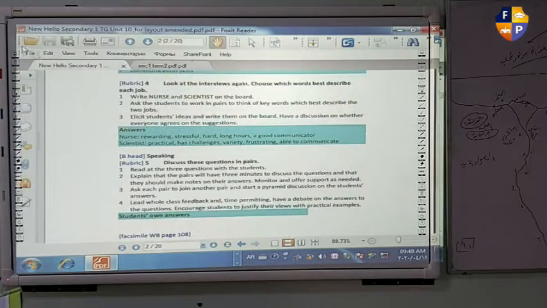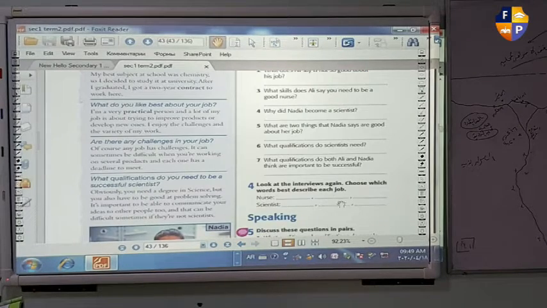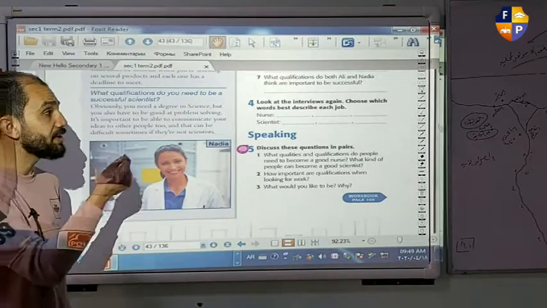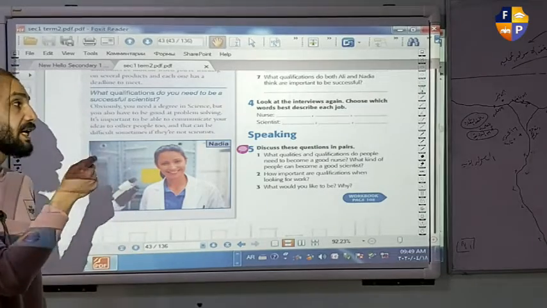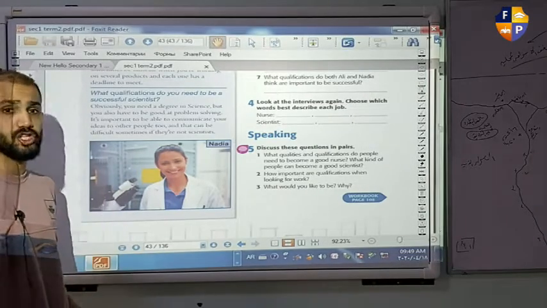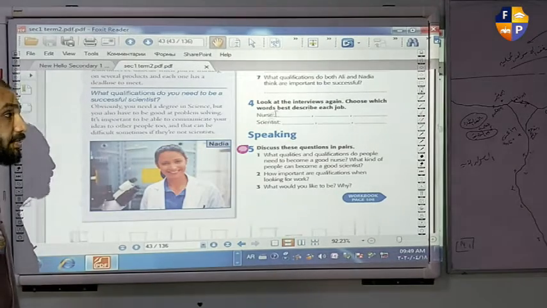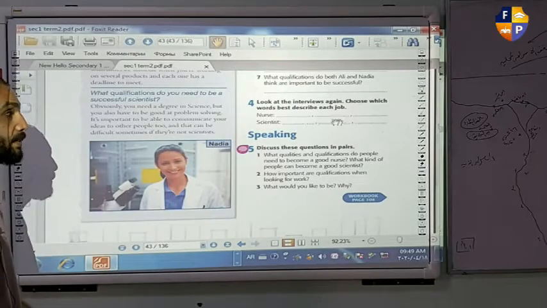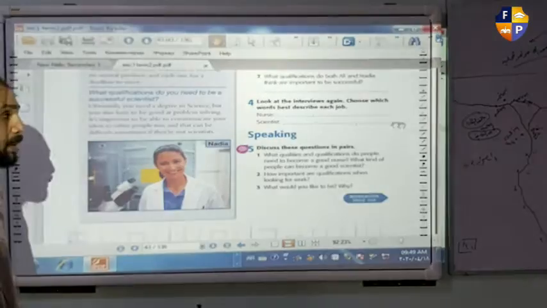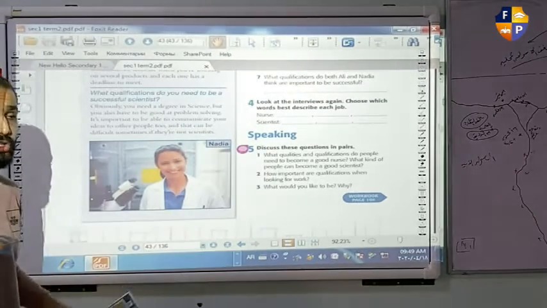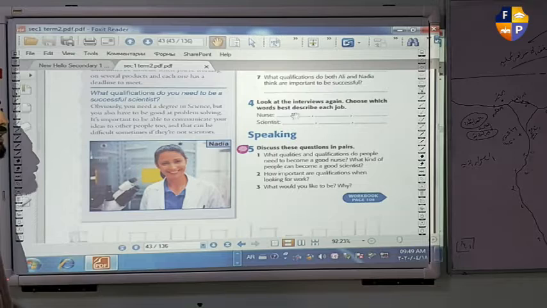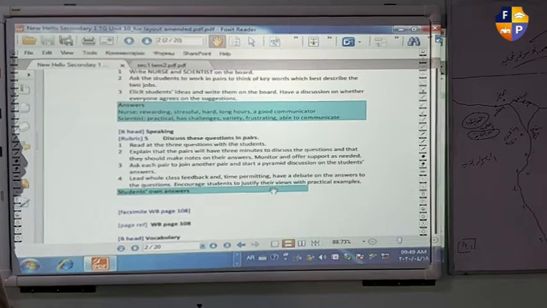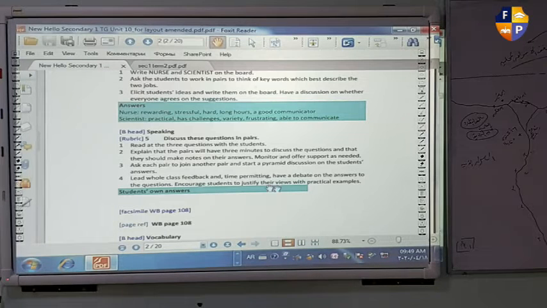And now let's move to exercise number 4, which is talking about: look at the interview again and choose which word best describes each job. So nurse has more than 3 words that can describe this job, but we are going to choose just 3 of them according to the passage that we had. Okay, scientist and nurse. Let's see the answers. So what are these 3 words that describe the job?